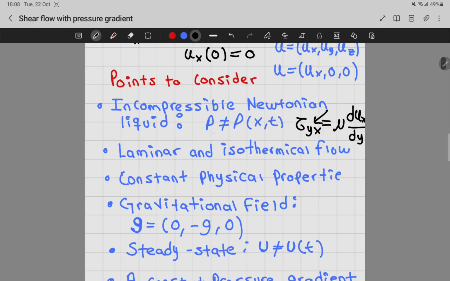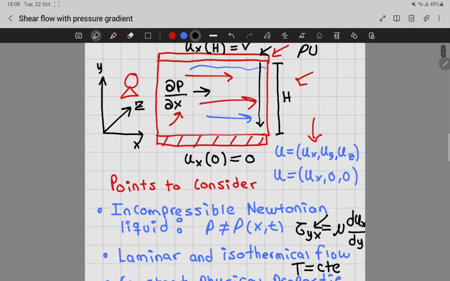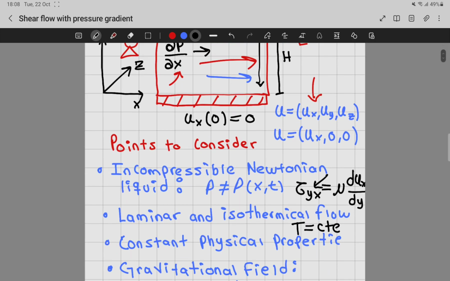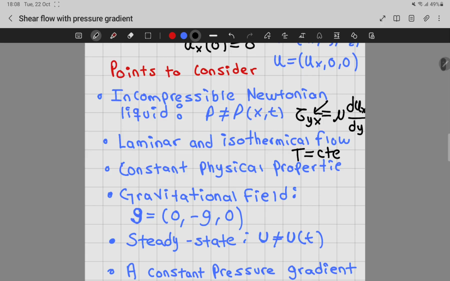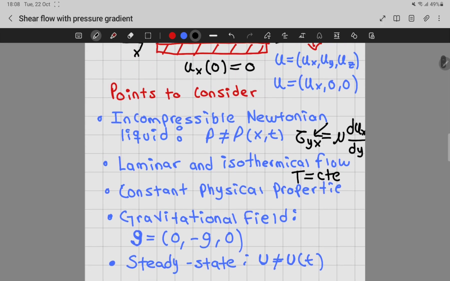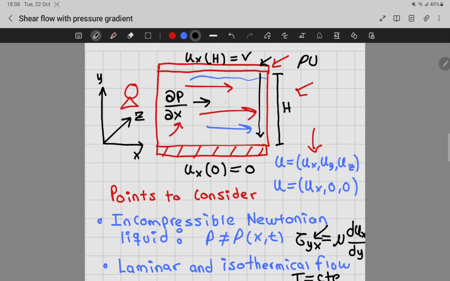And incompressible means that the density is not going to depend on either position or time. We will also assume isothermal flow. That means that the temperature is going to be constant. So there is not going to be any source of energy introduced into the system. We will not introduce heat over the fluid. In laminar flow, which I explained in the previous video, the fluid elements will move in parallel layers without mixing. So that means that we will not have any mixing over here.